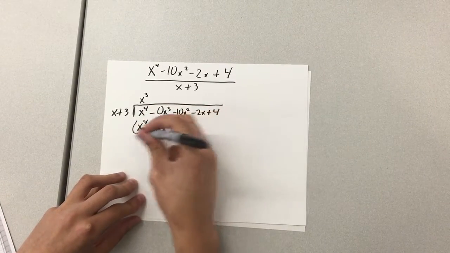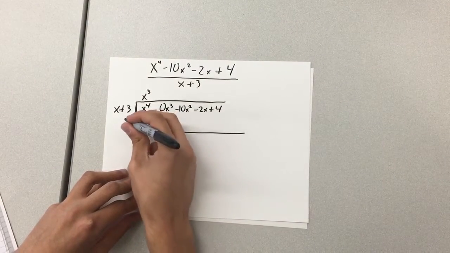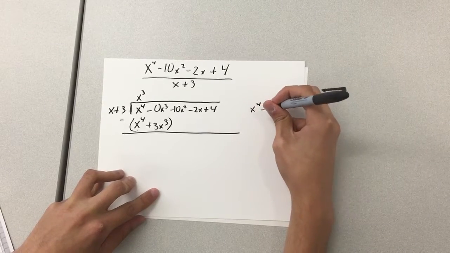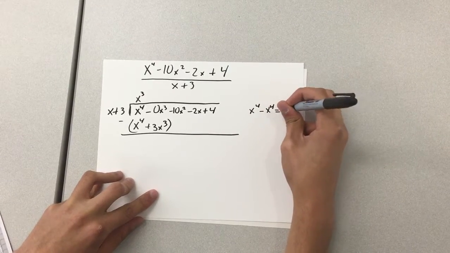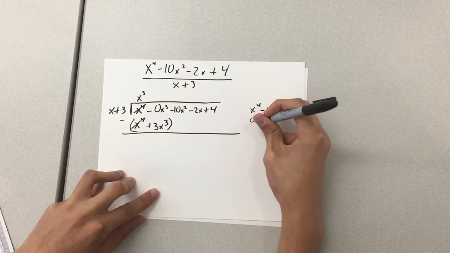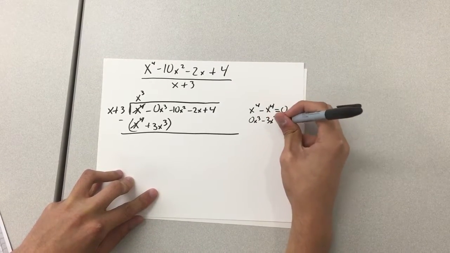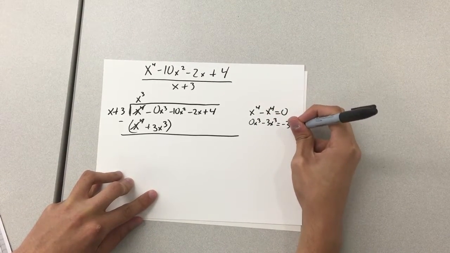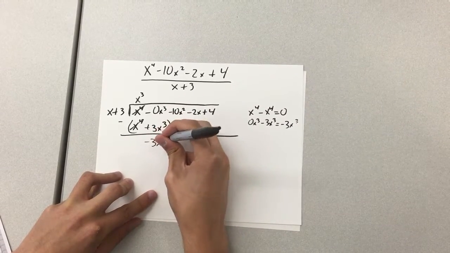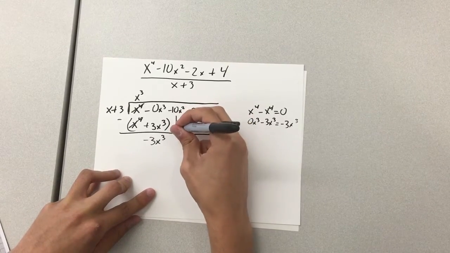Now, we'll look at these two terms and subtract these two terms. Right? X to the fourth minus x to the fourth gives us 0. So these two cancel out. And 0x to the third minus 3x to the third gives us negative 3x to the third. So we'll bring this down. And the rest of the other terms we'll just bring down.